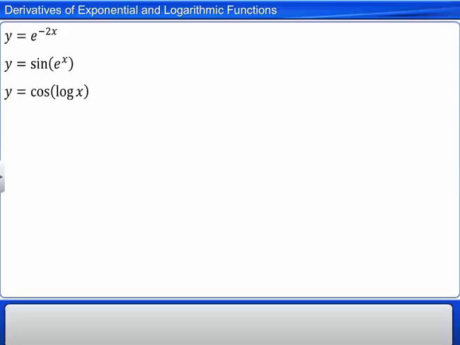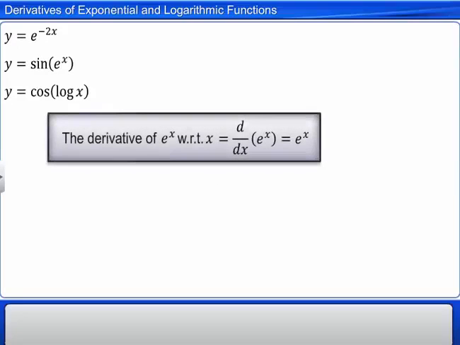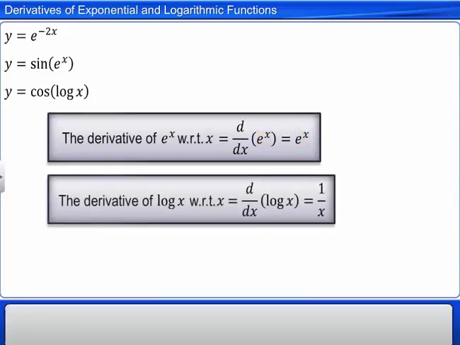The derivative of e raised to the power of x with respect to x is e raised to the power of x. In other words, the derivative of a natural exponential function is the function itself. The derivative of log x with respect to x is 1 divided by x. Let's apply these formulae to find the derivatives of the given relations.